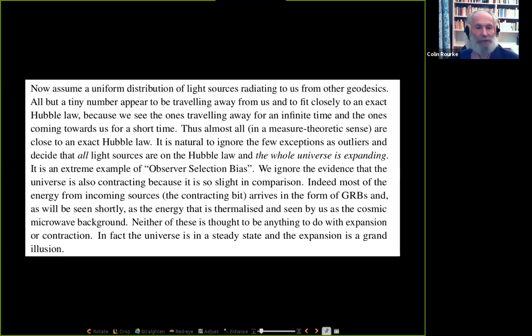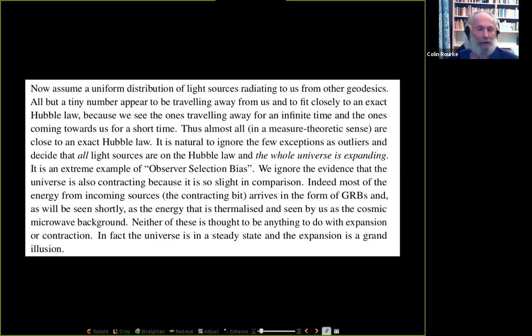Okay, so now assume we've got a uniform distribution of light sources in the De Sitter universe that we're living in now, and they're radiating to us from other geodesics. All but a tiny number appear to be traveling away from us and to fit closely to an exact Hubble law, because we see the ones traveling away for infinite time. The ones coming to us, for a short time. So you get the short blue shift and the infinite redshift. So almost all, in a measured theoretical sense, are close to an exact Hubble law. So when you do a survey, you naturally ignore the few exceptions as outliers.